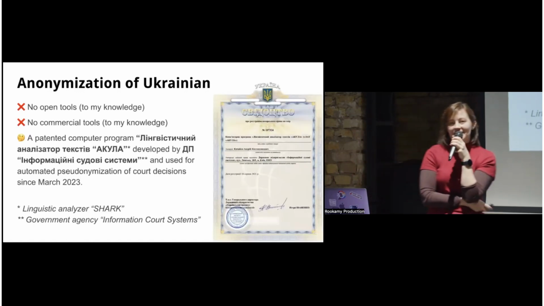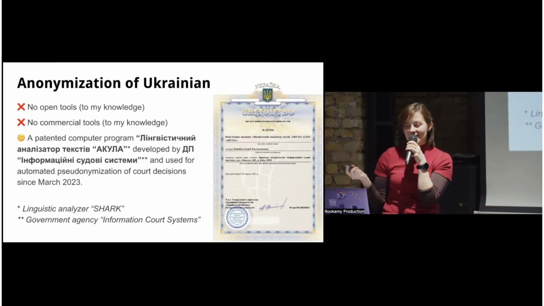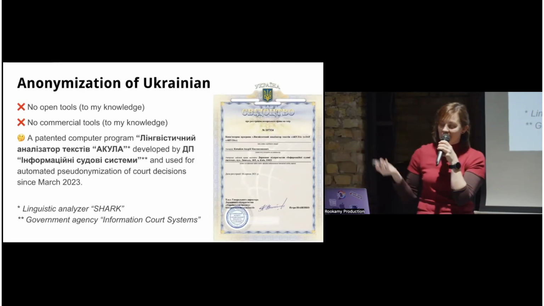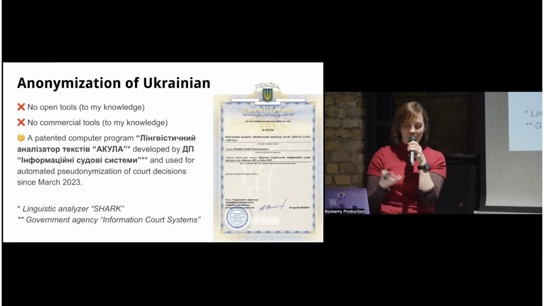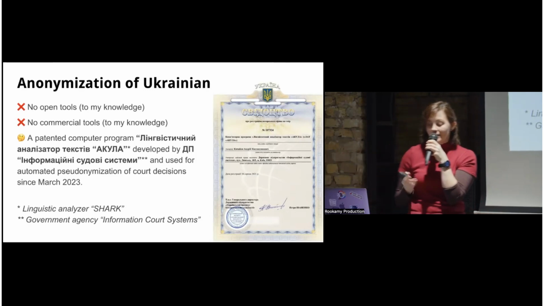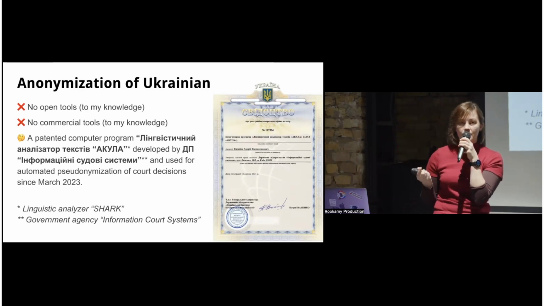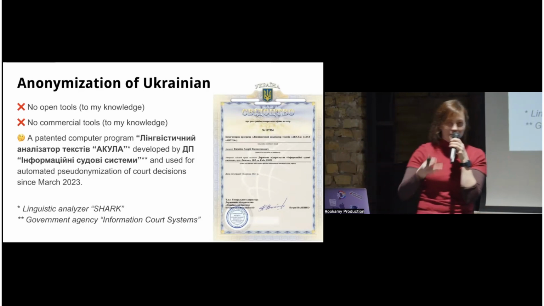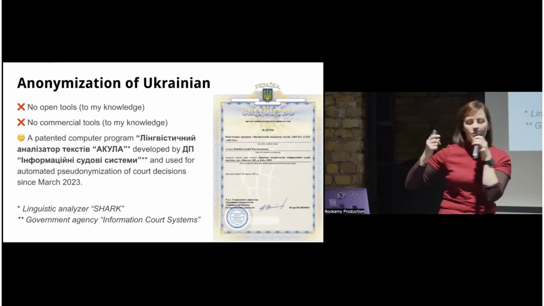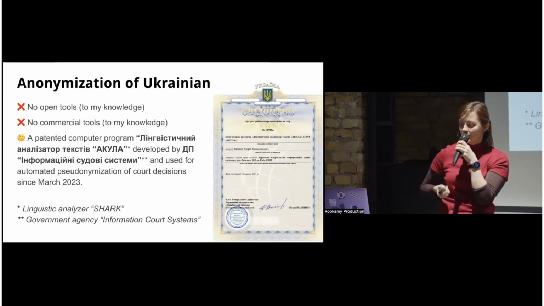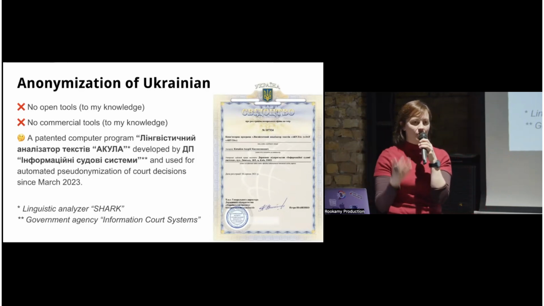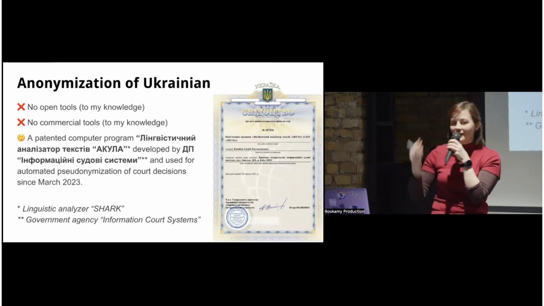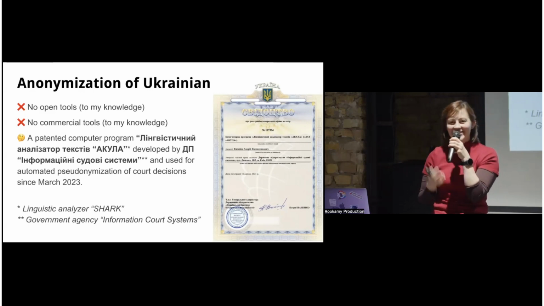What we do have is a patented computer program called Linguistic Analyzer Shark, developed by the government agency Information Court Systems. It's used for automated pseudonymization of court decisions since March 2023. My master's student, Andrei, reached out to the agency, asking for any details about how this anonymizer was developed, what quality it has, how they use it, whether we can look at it, use it, do something with it.